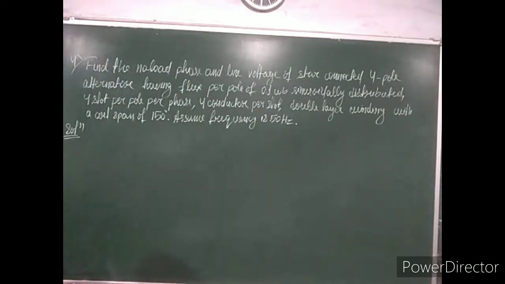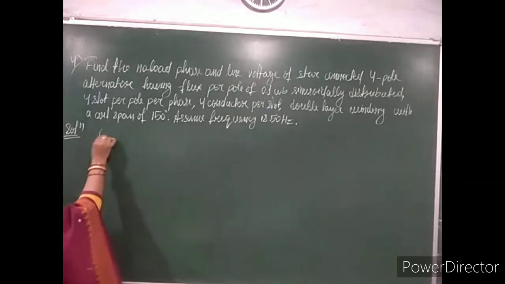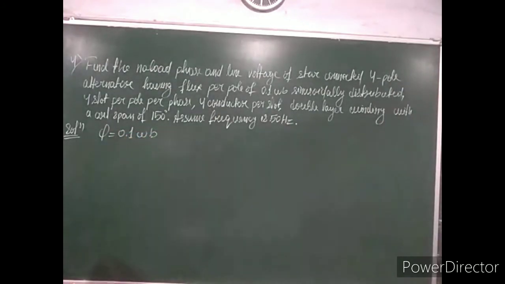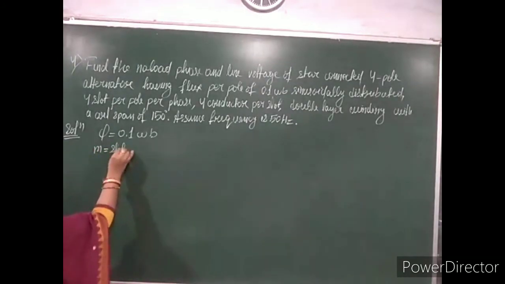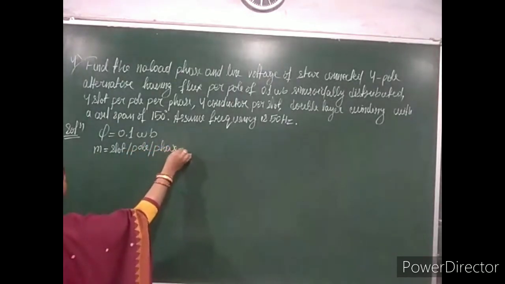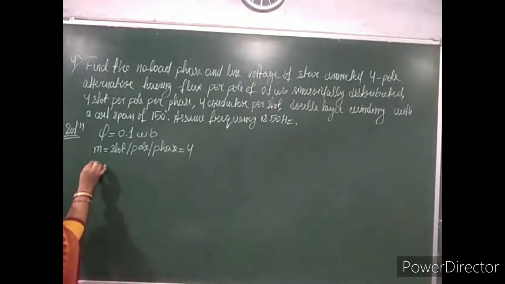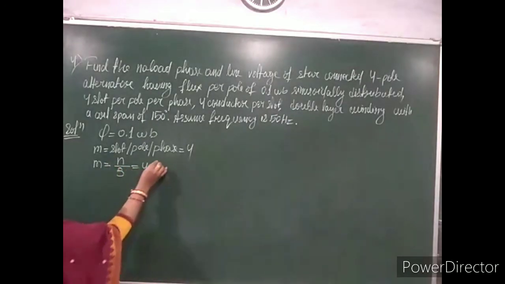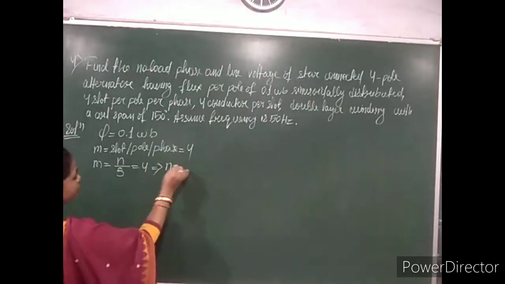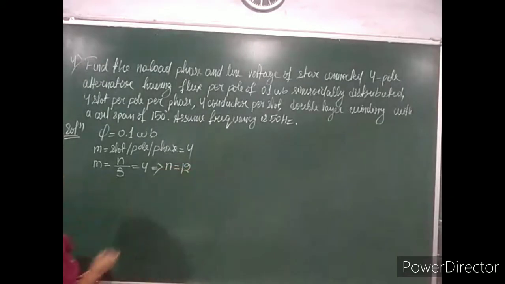Okay, here the given data are: the alternator is of 4 poles and flux per pole is 0.1 Weber. Slot per pole per phase, here M is given, that is 4. You know that M is slot per pole per phase, which is 4. Therefore, from this relation you get slot per pole is 4 into 3, that is 12.